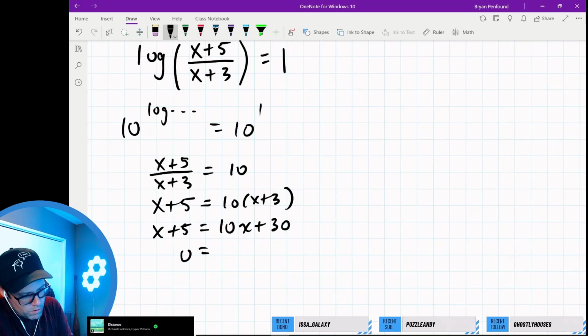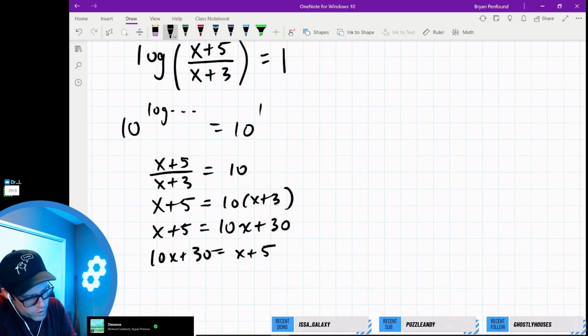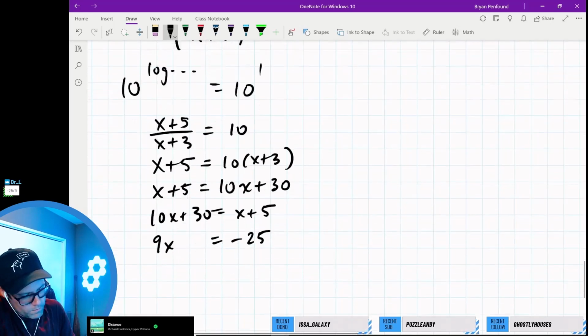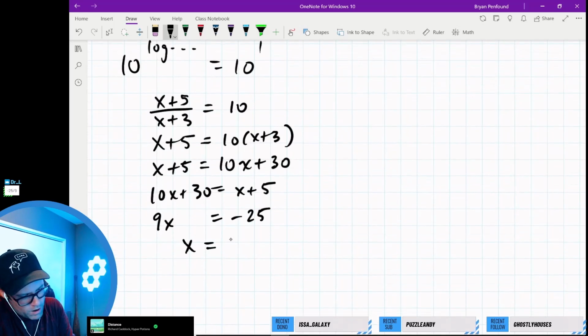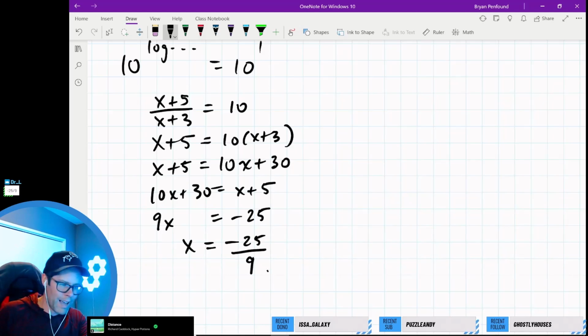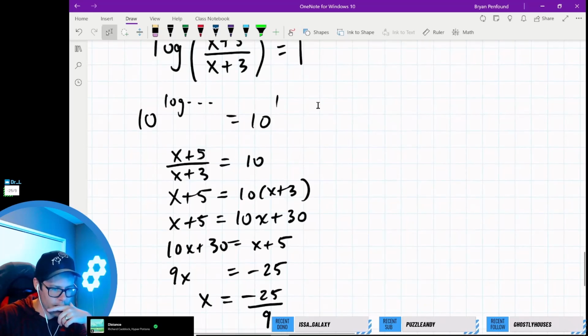And then let's just move, can we move? How do I want to do this? Let's swap the sides. So 10x plus 30 is equal to x plus 5. And then we can maybe subtract x here, and then we have 5 take away 30, which would be negative 25. So it feels a little bit awkward, but let's take x to be negative 25 over 9 and see if that would make sense.